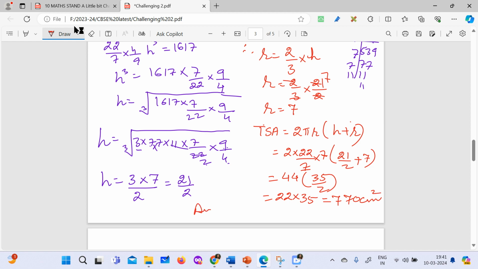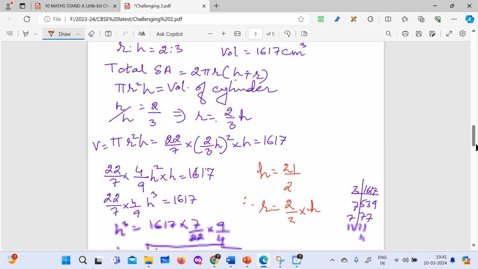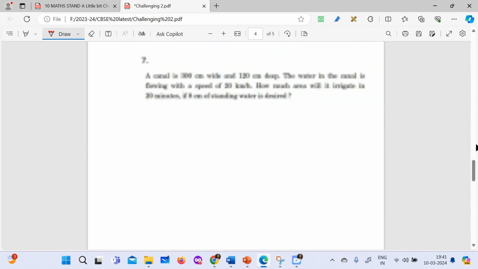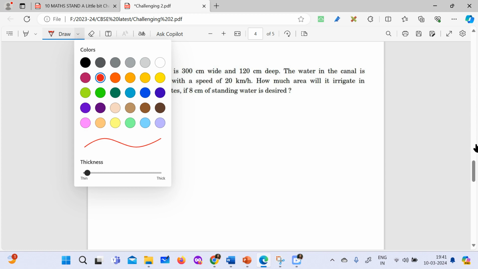So your total surface area is 770 centimeter square. Yeah, so this is done. I hope, yeah, this is a bit lengthy, but I hope all the steps are clear. Yeah. Now, this last question.